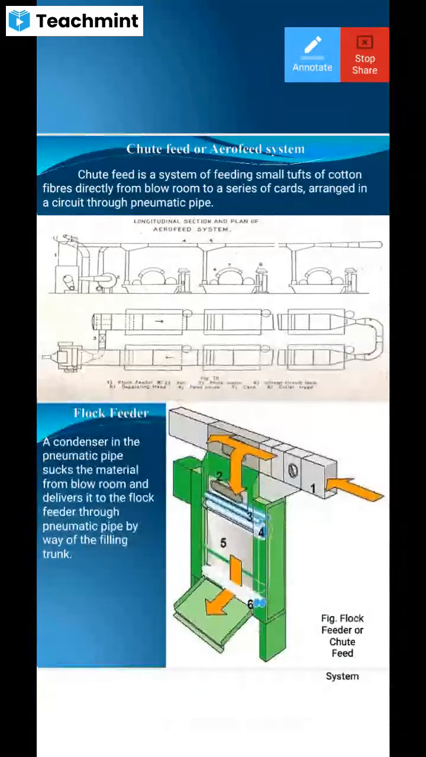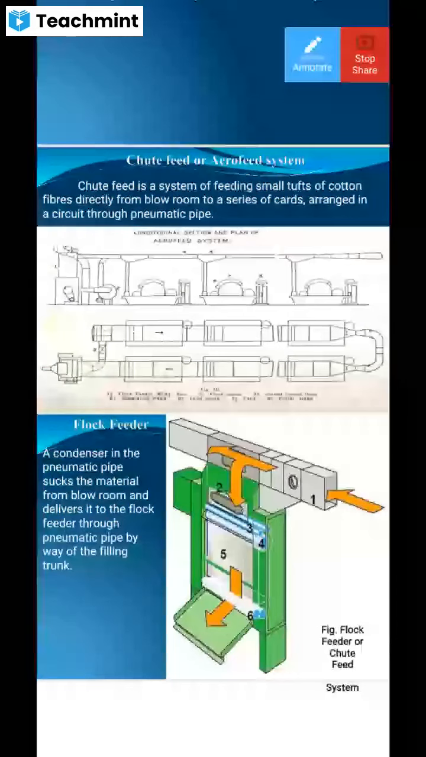Chute feed or aero feed system. After completion of the blow room line, the opening and cleaning is partly completed. The blow room also does cleaning and opening, individualization of the fiber, lap form converted to sliver form, and generating NEPs in the blow room line. The NEPs are removed in the carding as well as the comber. Okay, NEPs is an imperfection, an entanglement of the fiber. Now we go for the chute feed or aero feed system, also called the flock feeding system. Chute feed, the different names: aero feed, chute feed, and flock feeding system.